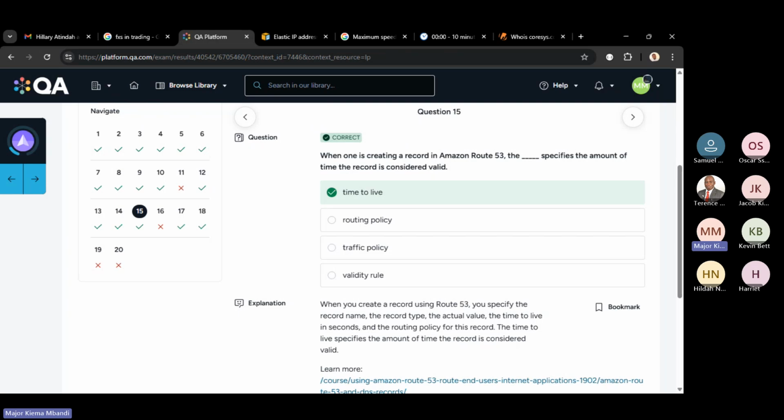Also note that TTL is used in CloudFront too: the time your data will still reside in the edge location before it's invalidated and deleted.